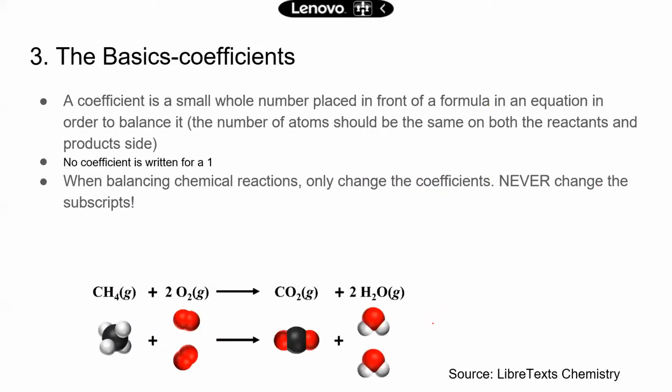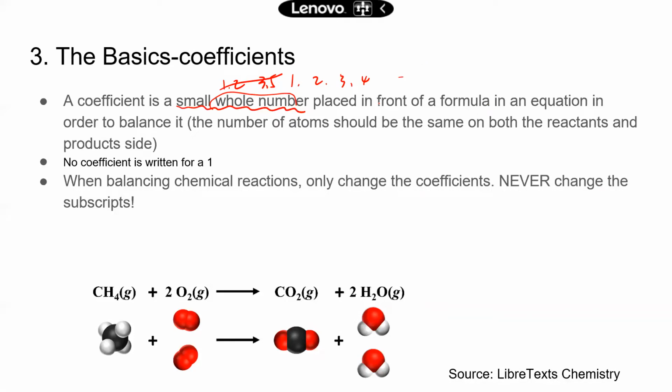Next, we're going to look at coefficients. And really, coefficients are the numbers that you need to figure out when you balance chemical reactions. A coefficient is just a small whole number. Make sure it's a whole number. So you can't have like a 1.2 or 3.5. No, it's either 1, 2, 3, 4. You know, it has to be a whole number.